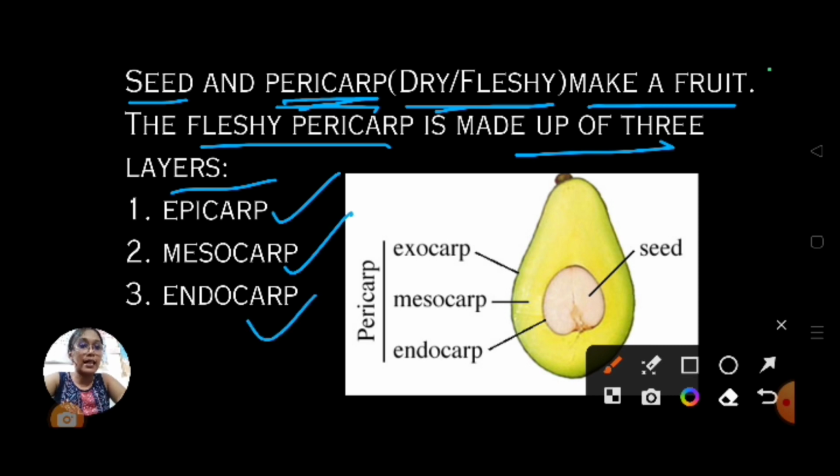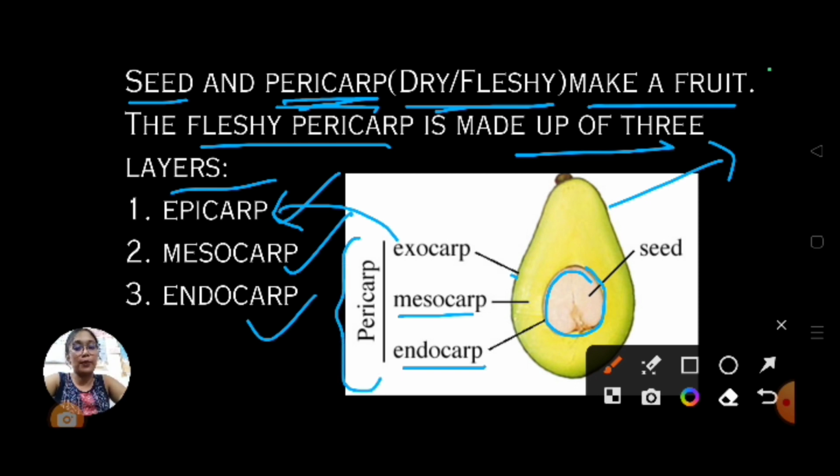In this diagram you can see an avocado. You have the seed and the outer exocarp. Exocarp, or epicarp, is the outer layer. Then the middle layer is the mesocarp, and near the seed is the endocarp, which together form the pericarp. 3 layers of the what? Pericarp. Is it clear? Epicarp or exocarp, mesocarp and endocarp.